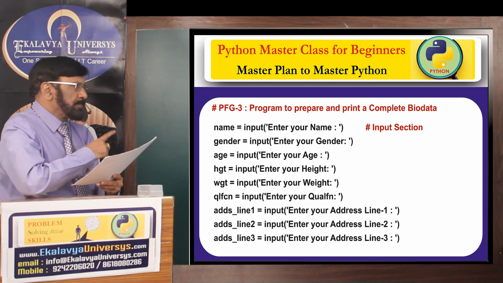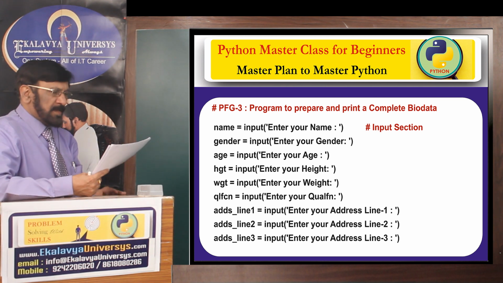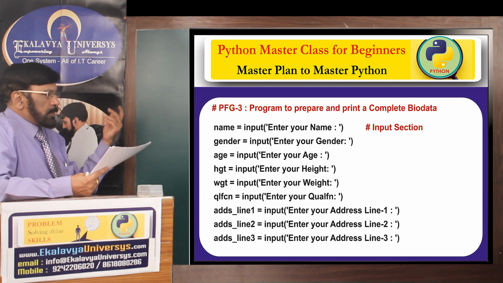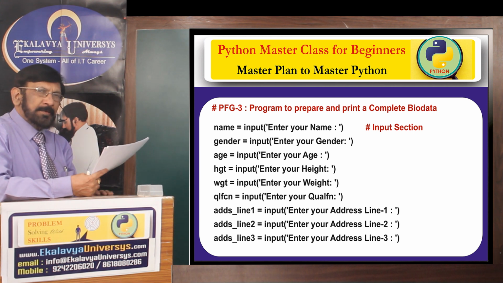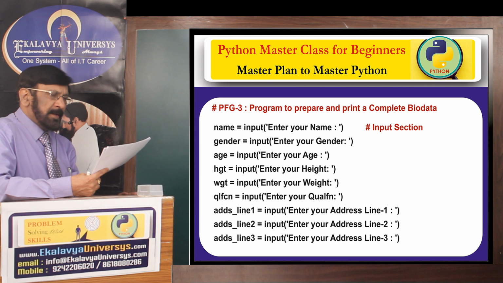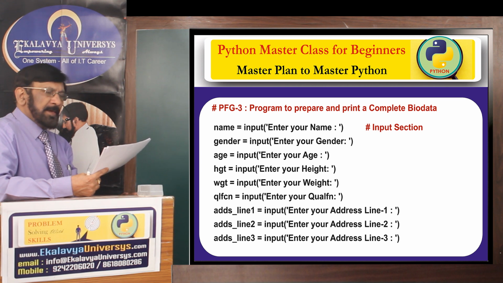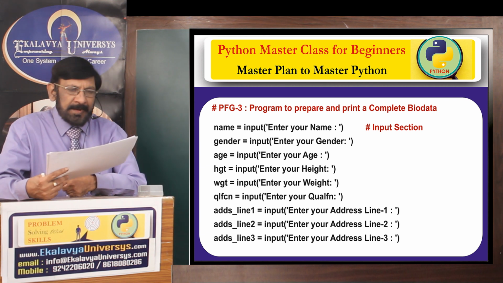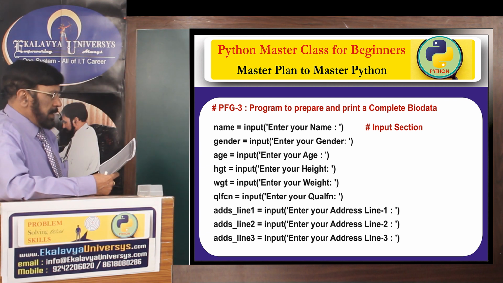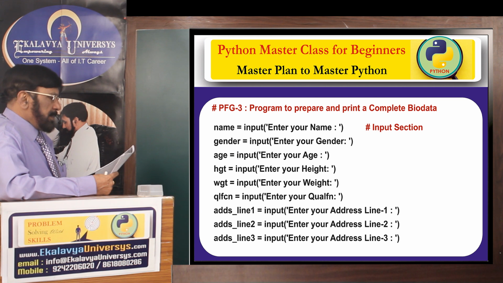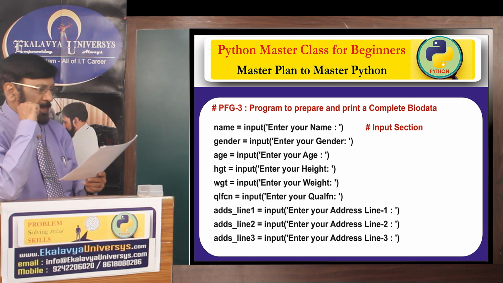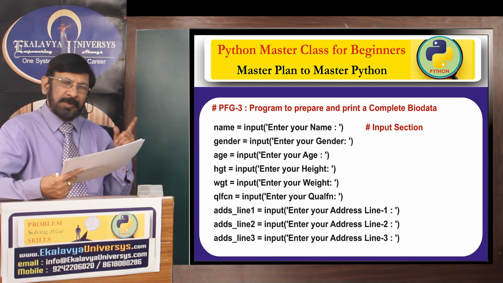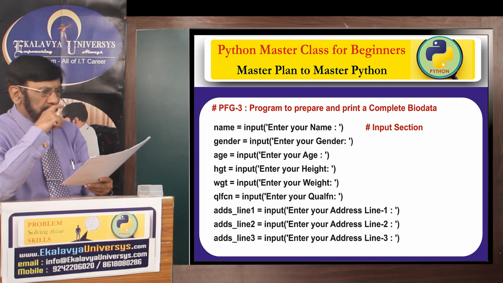And see, now I explain everything. Actually, nothing new is there. However, routinely I explain. First, we write a comment, that is, prepare and print complete biodata. Thereafter, we write the input section. Instead of 3 items, here 9 items are there. They are name, gender, age, height, weight, qualification, address. Just I explain. As far as address is concerned, only one item. However, I explain to you.